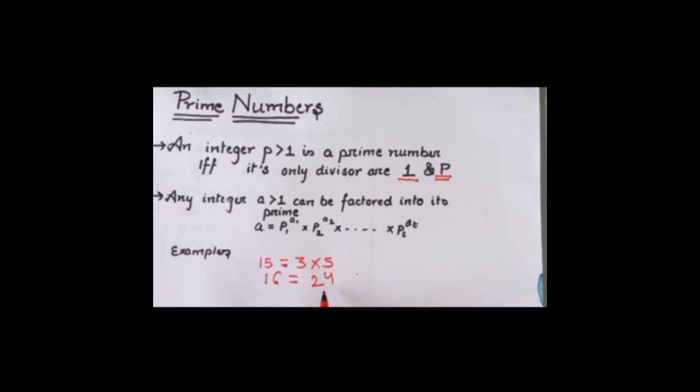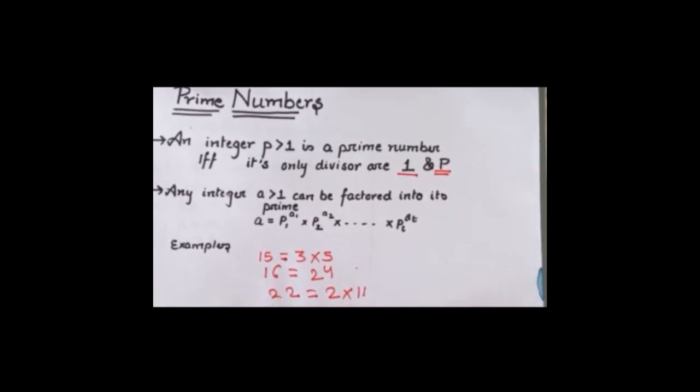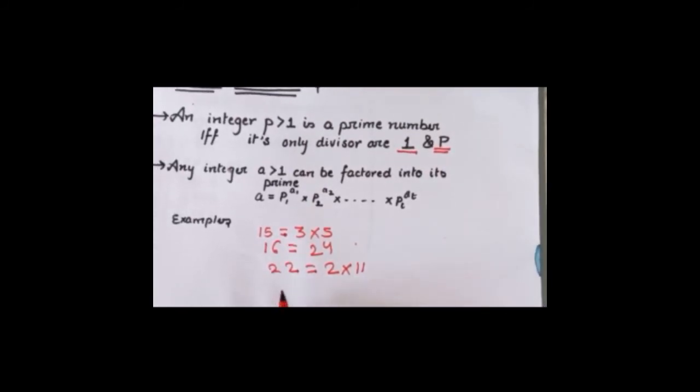So 16 is factorized into its prime factors. Or pick up another number, 22. For 22, 2 into 11 are the prime factors. Pick up another number, 145 maybe. For 145, the prime factors are 5 and 29. So always remember, any integer greater than 1 can be factored into prime numbers. And we have seen the examples. Okay, try some more examples at your side and let me know.